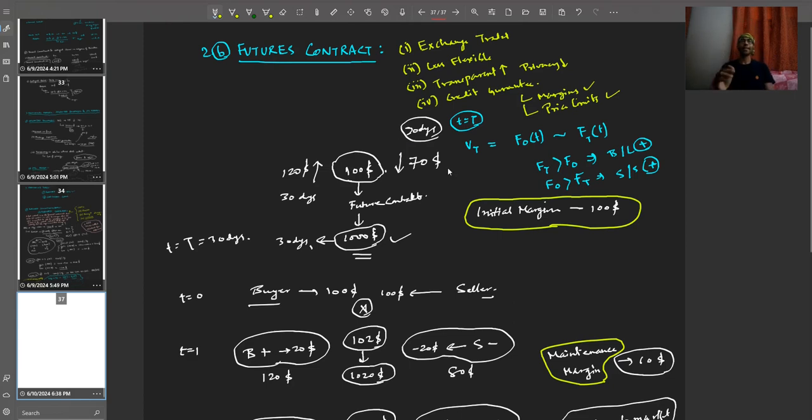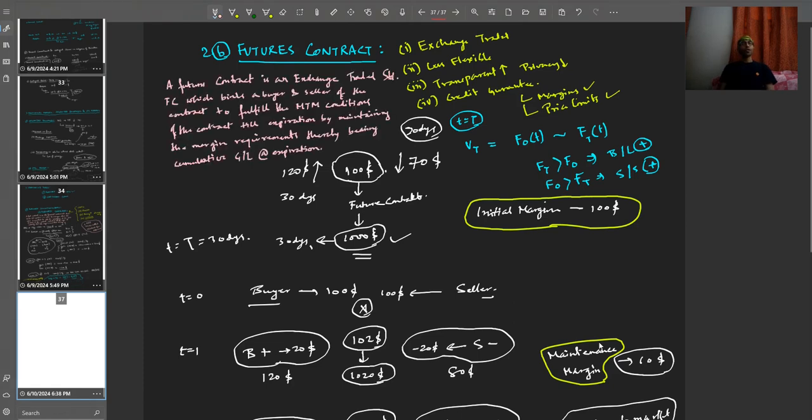So therefore, from these features, we will try to define what is a futures contract. A futures contract is an exchange-traded, standardized forward commitment with credit guarantee which binds a buyer and a seller of the contract to fulfill the mark-to-market conditions of the contract till expiration by maintaining the margin requirements, thereby bearing the cumulative gain or loss at expiration, provided they stay till the expiration. So this can be a definition of a futures contract, friends.